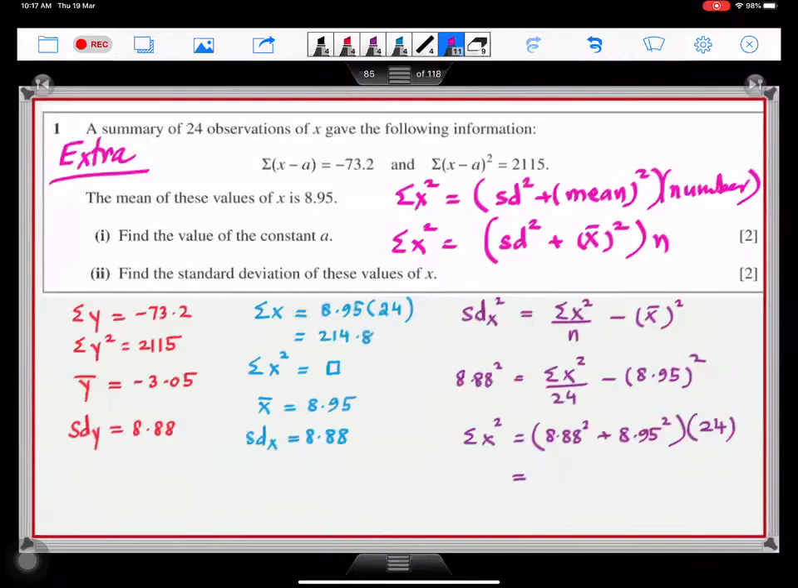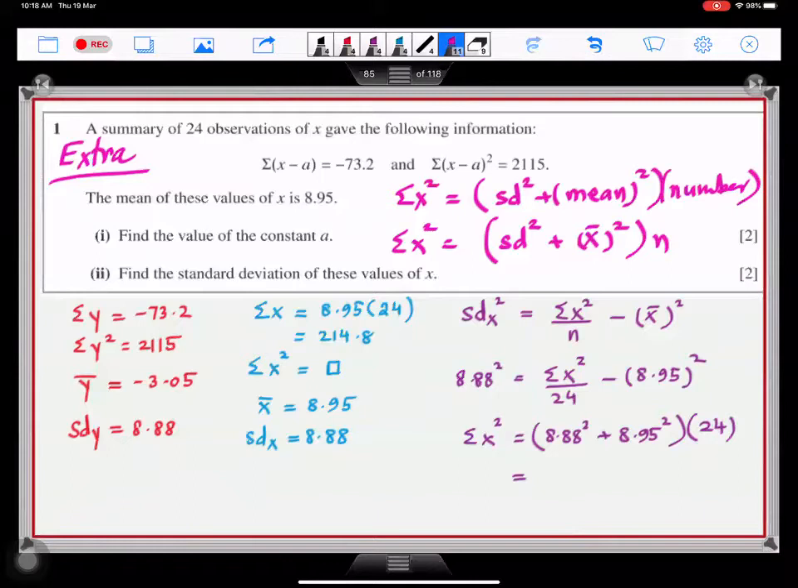Now, I did something extra. Based upon the information given, I want to calculate sigma x square. Sigma x square is the standard deviation square plus the mean square, multiplied by the number of observations. If it's talking about x square, the standard deviation should be for x. The x bar, of course, naturally is for x, and the number is the same.